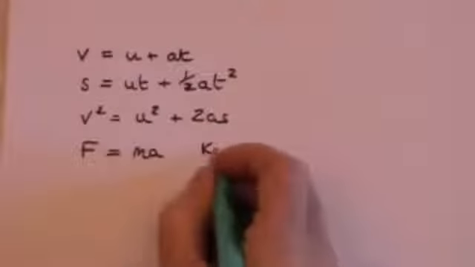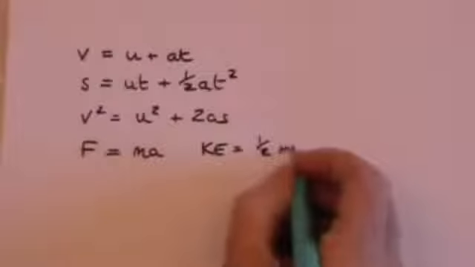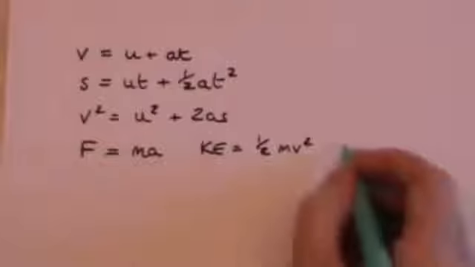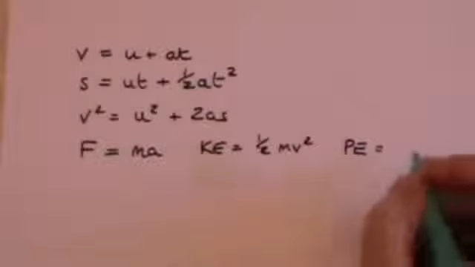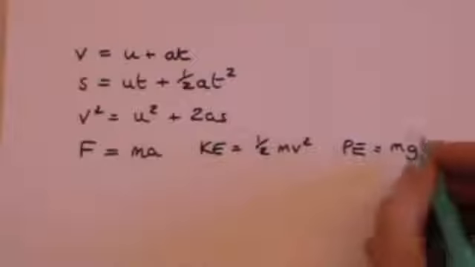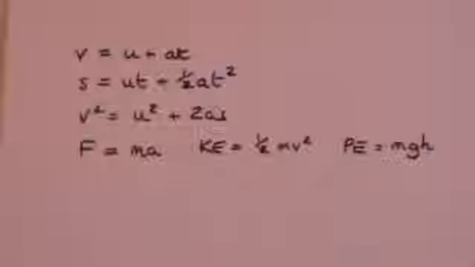Kinetic energy is half mv squared, and the potential energy, well, that depends where the potential is, but for example, if you're talking about near-Earth gravitational potential energy, you would represent that as mgh, where h would be the distance above the surface of the Earth. And those, I hope, are familiar formulae associated with Newtonian mechanics.